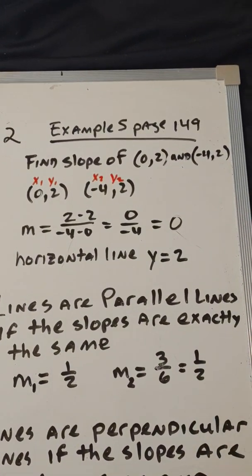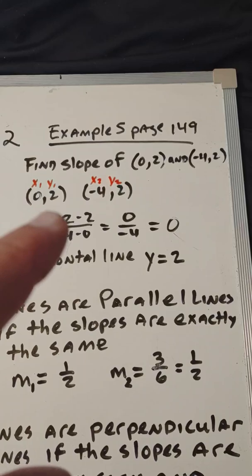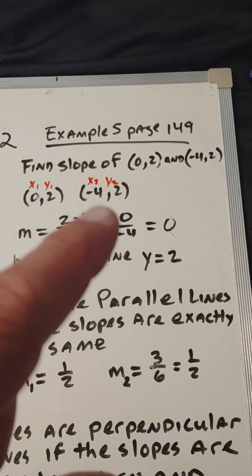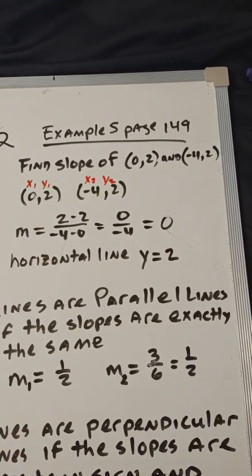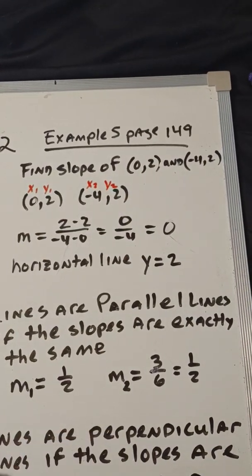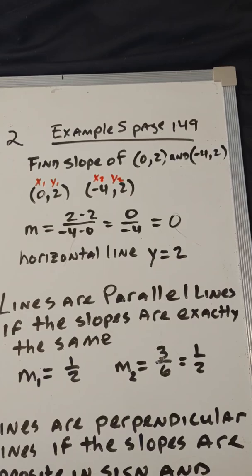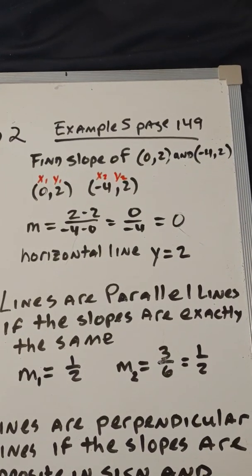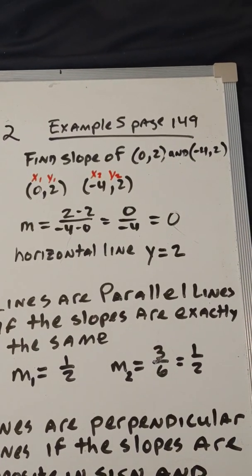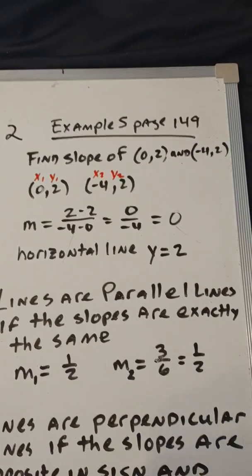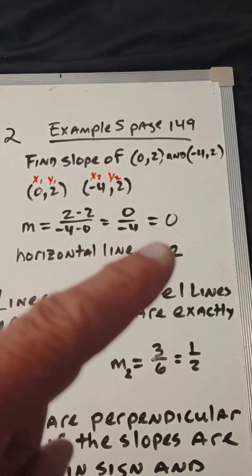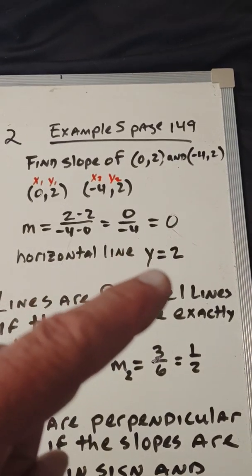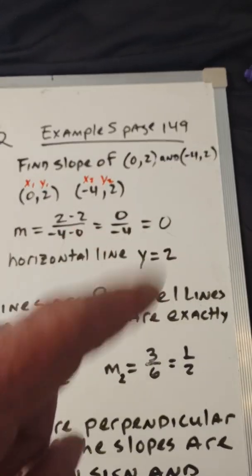Doing the math, take 0, 2, make it x1, y1. Take negative 4, 2, make it x2, y2. Put them into the slope formula. We get 0 over negative 4. Anytime you get 0 on the top or in the numerator's place of a fraction, it is 0. Also remember that if my y's are the same in my ordered pairs, my slope is 0, and it's a horizontal line at y equals that number.